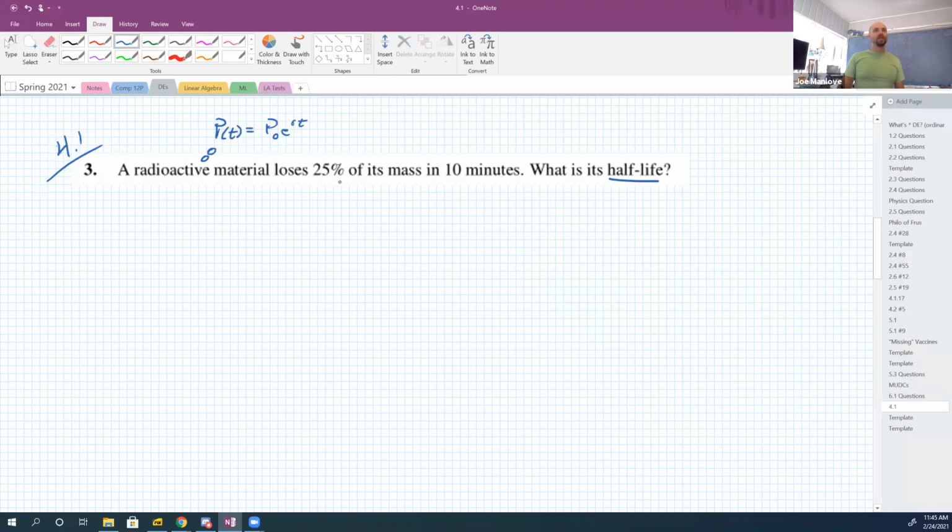Now, what is it? It loses 25% of its mass in 10 minutes? This is where my reading comprehension is going to come in pretty handy. I have a tendency to draw little arrow diagrams when they tell me stuff like this, right? So I'm going to say 10 minutes. Maybe I'm going to label my arrow 10, I guess.